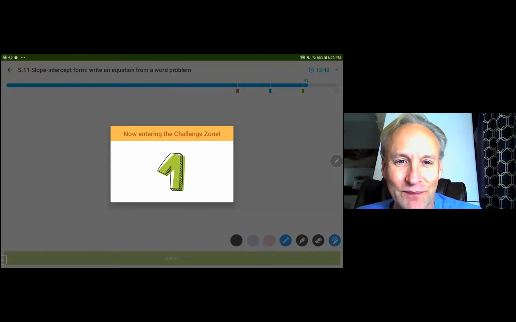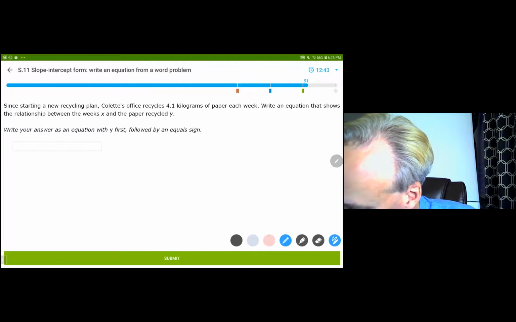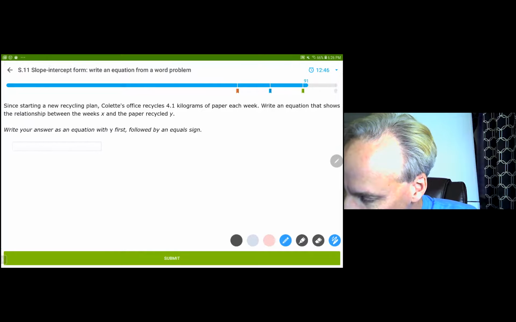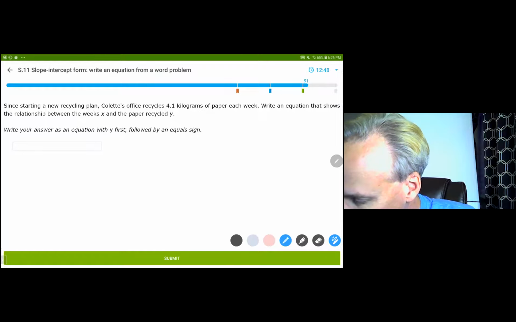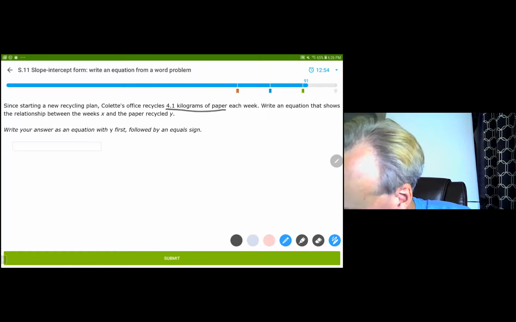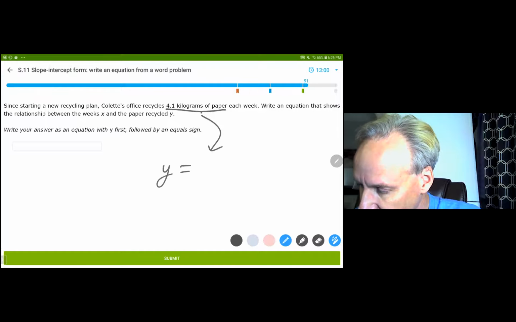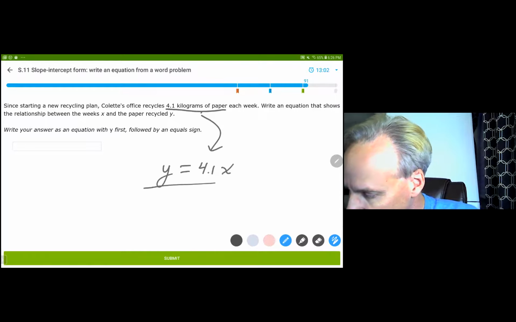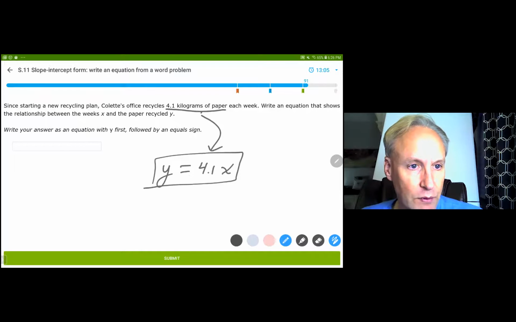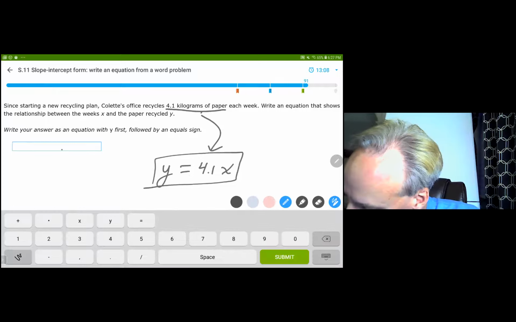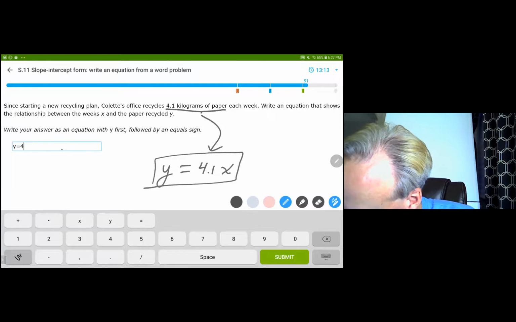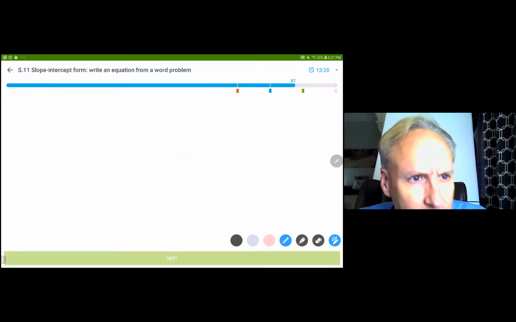And looks like we're getting there. Okay. Oh, this one has some decimals in it. Since starting a new recycling plan, Colette's office recycles 4.1 kilograms of paper each week. Write an equation. Well, this is just a slope. There's none to start with, so it's y equals 4.1x. So each week they're collecting 4.1 kilograms. Oh, there we go. 0.1x. Looks good. What? What happened?